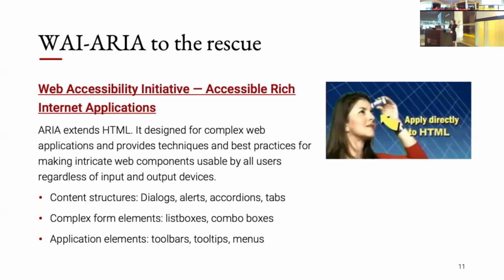So for different types of content structures, we can apply ARIA roles. So this will be things like dialogs, alerts, accordions, and tabs. We do have roles for them. It could also be for complex form elements, so list boxes or combo boxes. And also for more application-based systems, so things like your toolbars, menu systems, tooltips. And this is something that goes right onto the HTML. So if you've ever dug around in code and seen an attribute that's prefixed with ARIA, that's what we're talking about here.